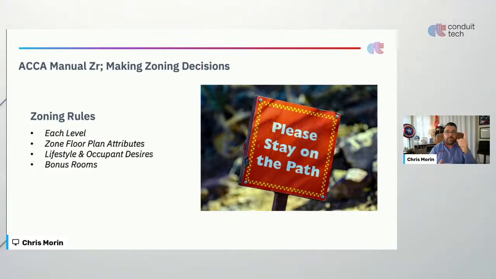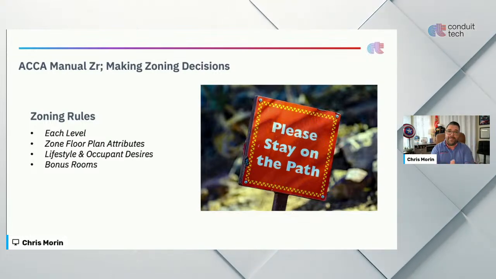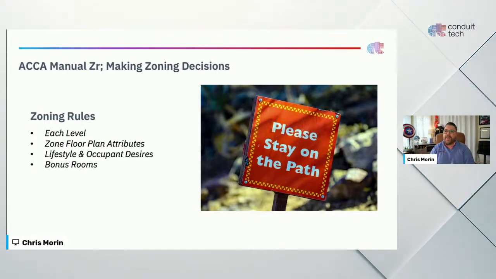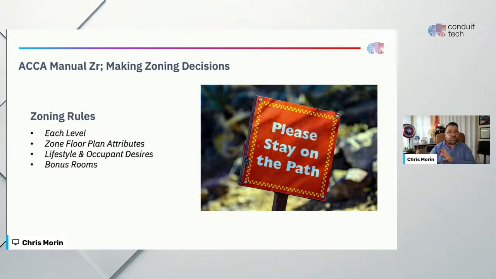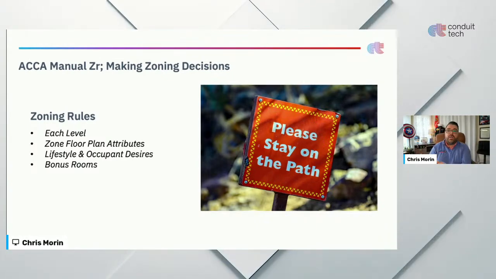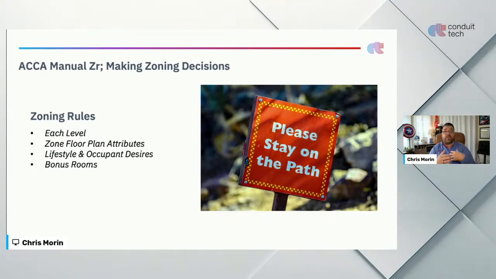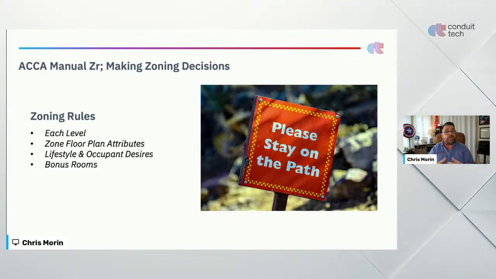So obviously, number one, like we talked about, zone each level, all right? That's really important because of stratification of air. We know this is the buoyancy of air, but I won't get into the properties of air. It's not really what's going on, okay? Obviously, you want to look at the floor plan and zone because of architecturally isolated areas or certain floor plan attributes. We have to also take into account lifestyle and occupant desires, right? So how the homeowner or the builder plans on this home being used.